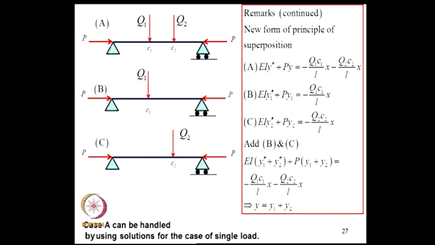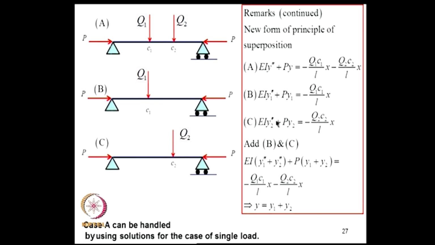Now, I mentioned that there is a new form of principle of superposition. We can verify that by writing the relevant equation. Suppose I consider a situation A where the beam carries axial load P and transverse loads W1 and W2. In situation B, in addition to P there is W1, and in situation C in addition to P there is W2. So, the system equation governing A is EI y double prime plus Py plus the bending moment due to this. System B, there is only one contribution. System C, there is again only one contribution, here due to Q2, here due to Q1.